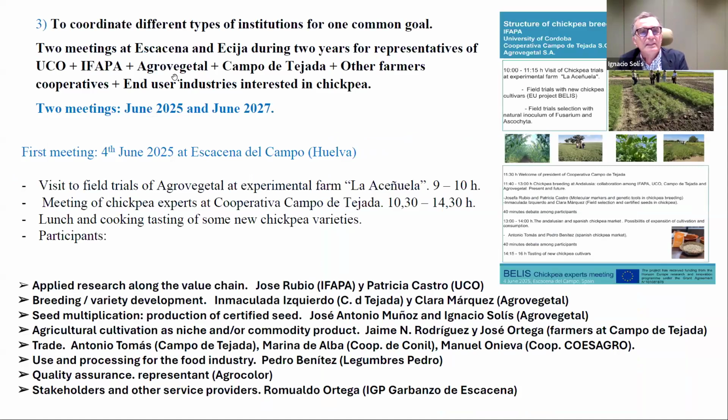And the third activity is the meetings and workshops. The first workshop was on the 4th of June, 2025. In this workshop, we visited all the trials in the experimental farm. Later, we had 4 hours of different speeches. And here were the speakers. The first one, I'm going to show one slide about each subject.